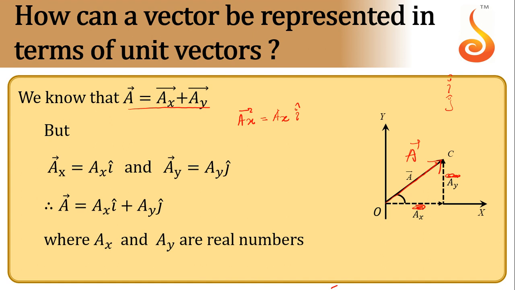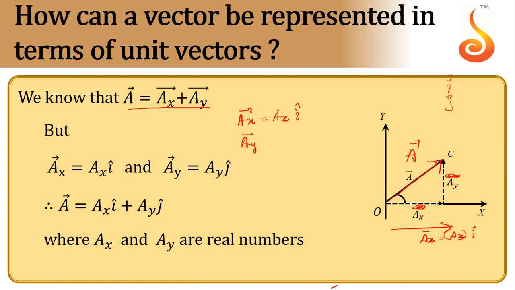How is that? If you look at this, this is your Ax, and that vector has a magnitude Ax and it points along the x-axis. The unit vector along the x-axis is represented by i cap. So the x component is given by Ax into i cap.